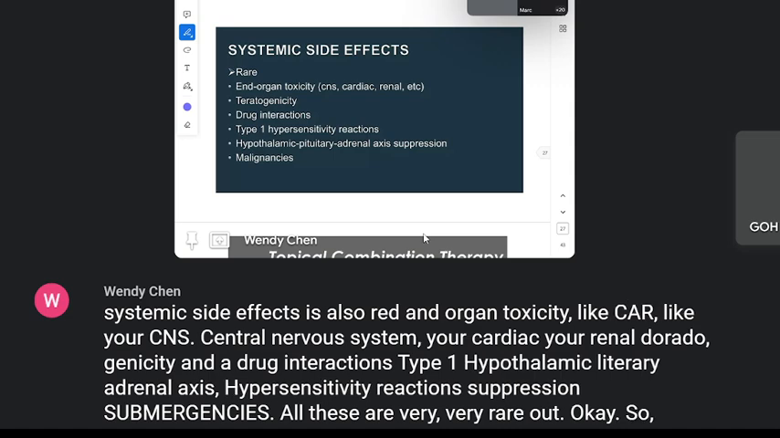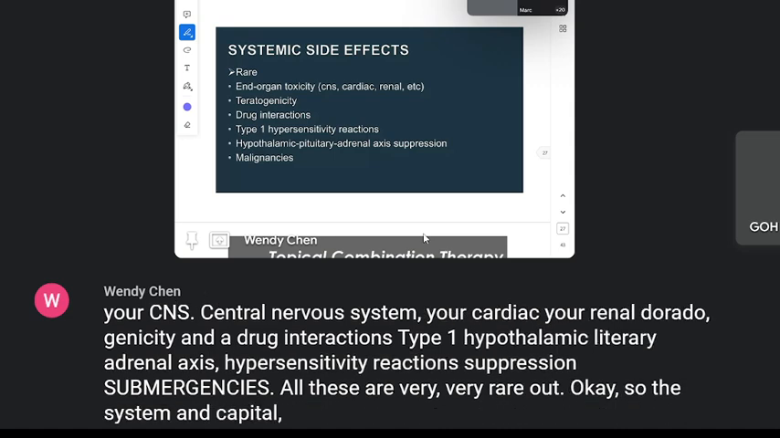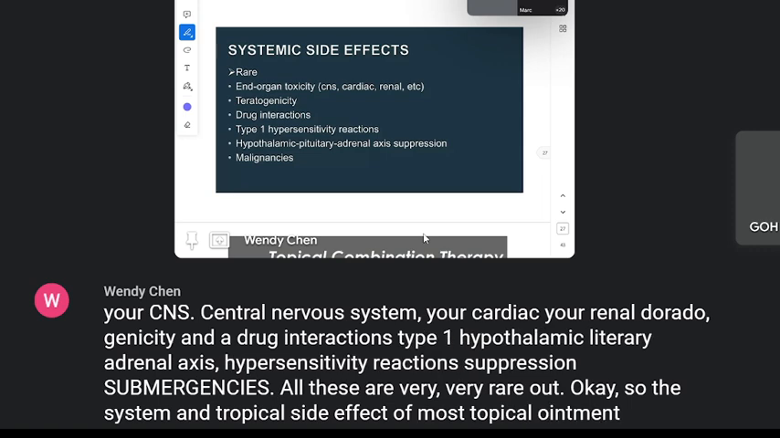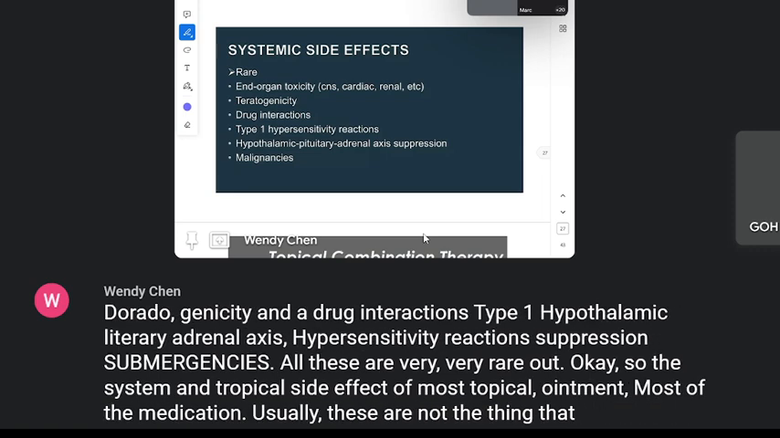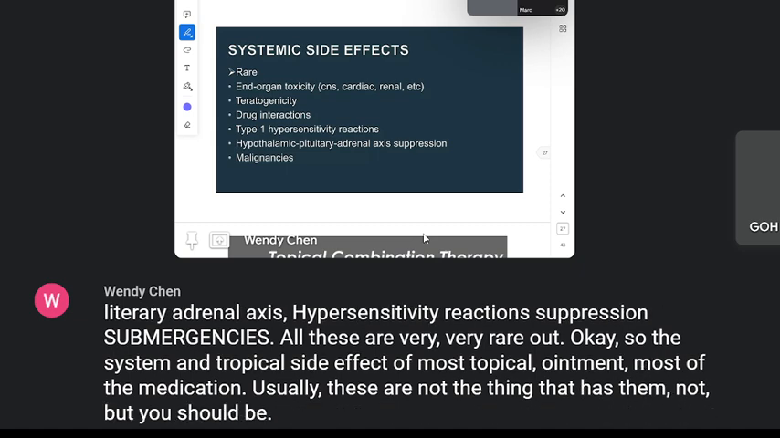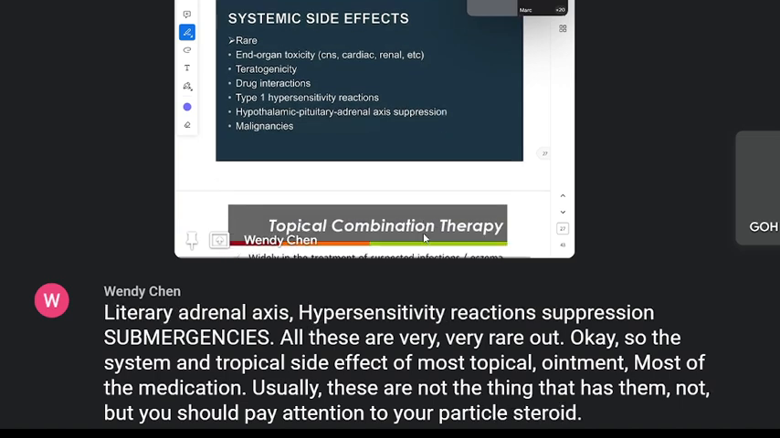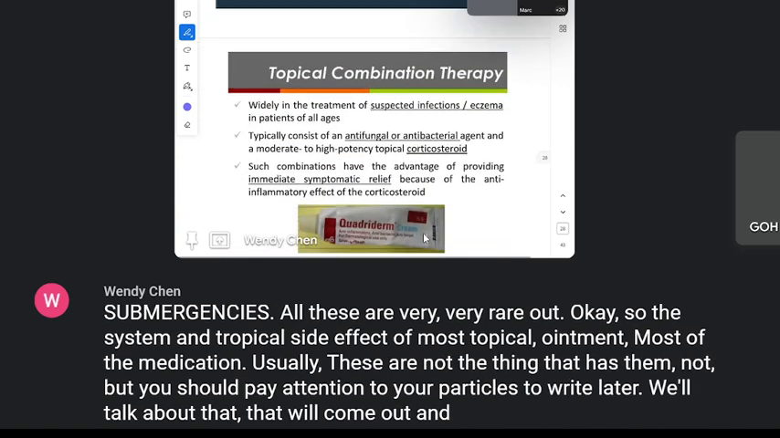Okay, so the systemic and topical side effects of most topical medication, usually these are not the thing that will come out in the exam, but you should pay attention to your corticosteroid. Later we'll talk about that. That will come out in the exam. All right.